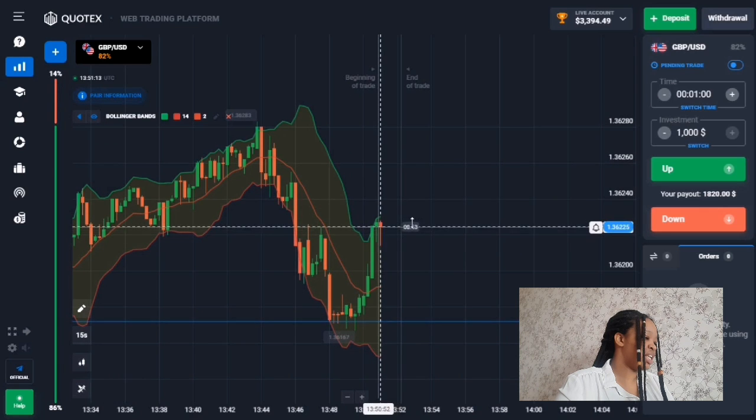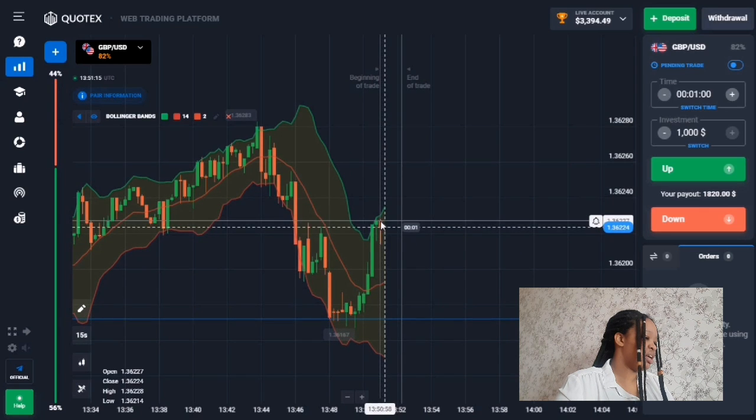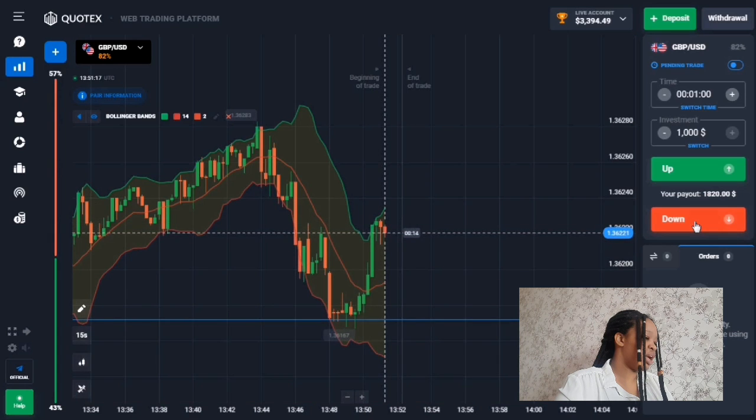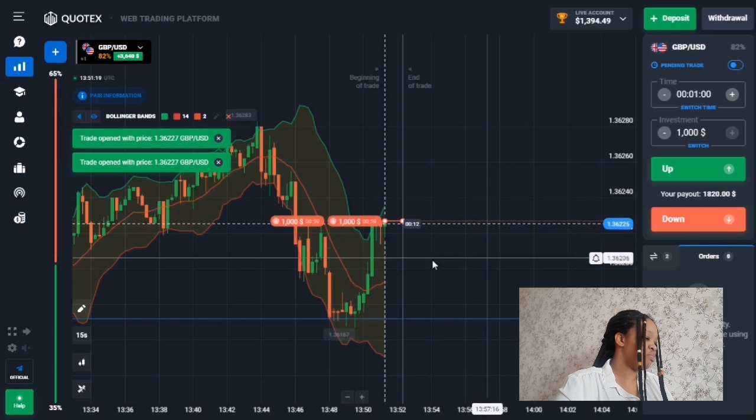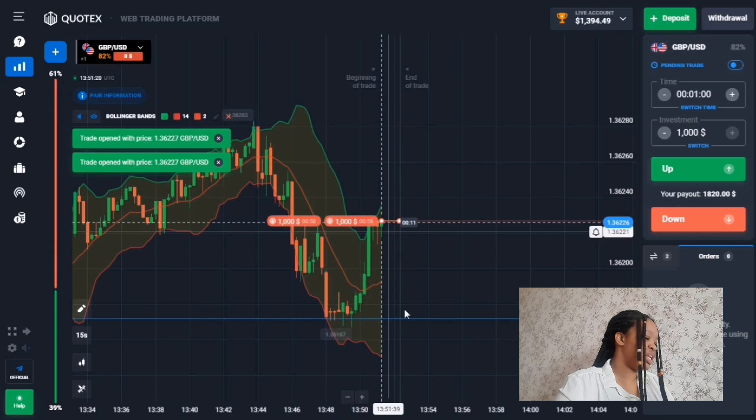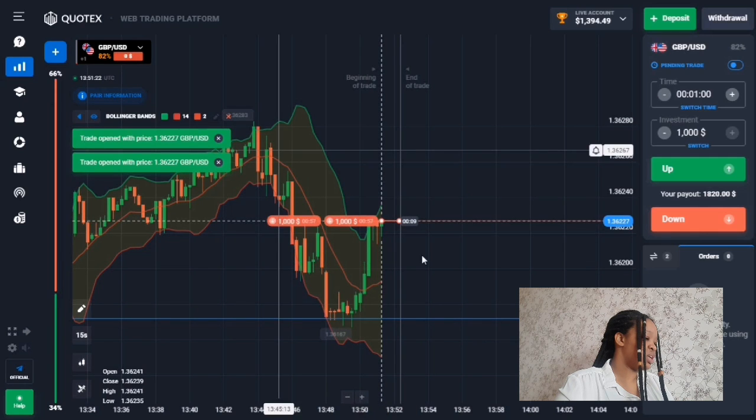Here the price has hit the upper border of the indicator and the rollback down is showing up. So I'm entering the market with a down trade here because of the impulsive movement to the support level, and the rollback down is likely to occur. So let me wait and see the results of the trade.